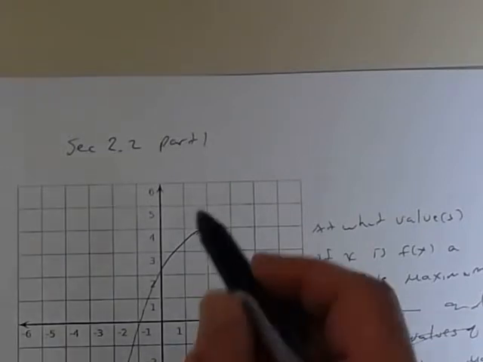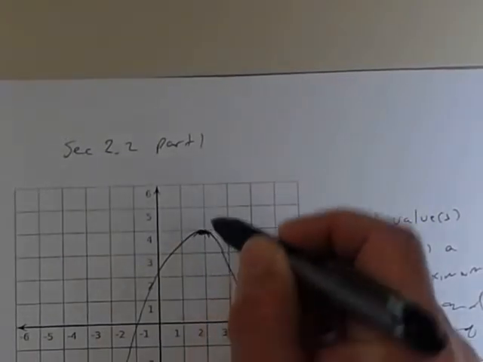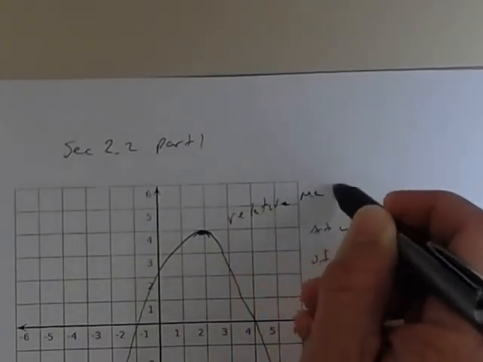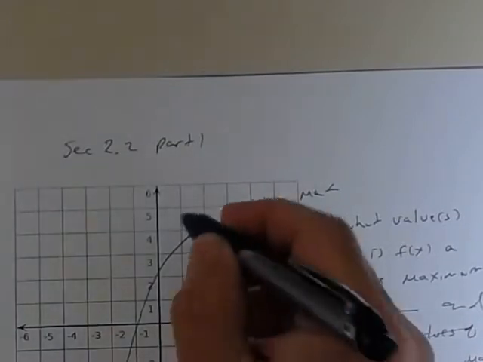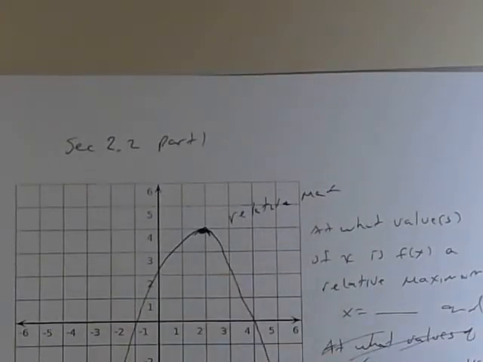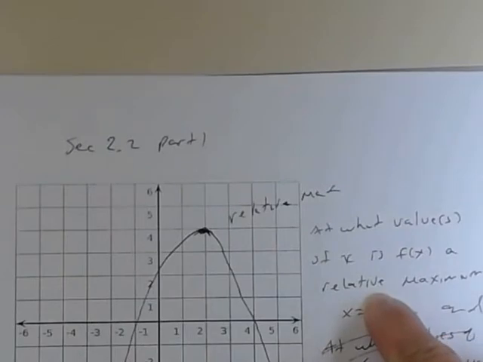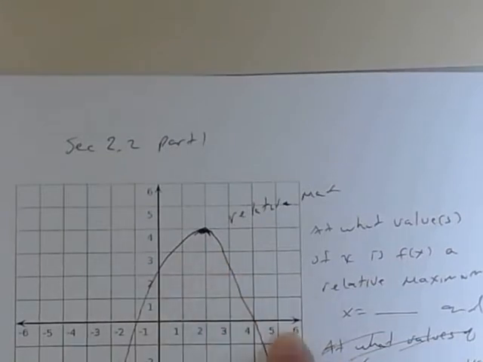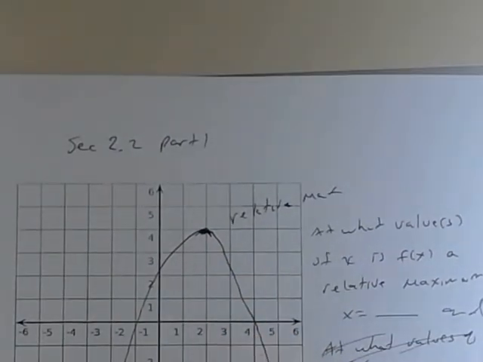Okay, so this right here, see this right here? That's called a relative what? Max. Okay, that's your relative max. It occurs at this point right here. Now, is there a relative min? A relative min occurs when you go from decreasing to what? Increasing. So a relative max occurs when you go from increasing to what? Decreasing. And a relative min occurs when you go from decreasing to increasing.